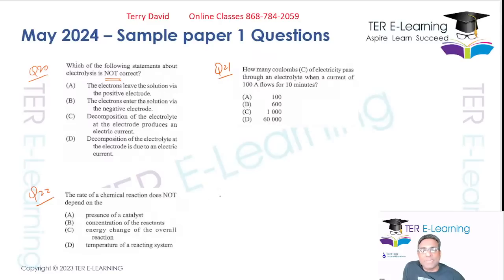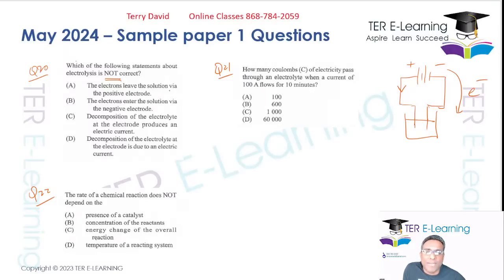Right, so people are saying the answer is C. They said which is not correct. Electrons leave the solution via the positive electrode. If I have to analyze this, I am going to draw a simple diagram so that I can understand exactly what is happening. So this is my basic electrolytic cell. If this is your positive terminal and negative terminal, the current flows this way. However, electrons are going to flow in the opposite direction.